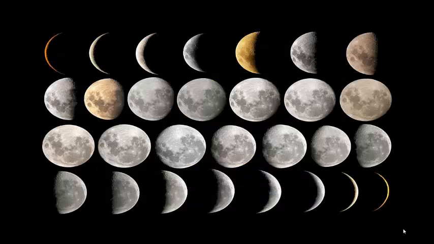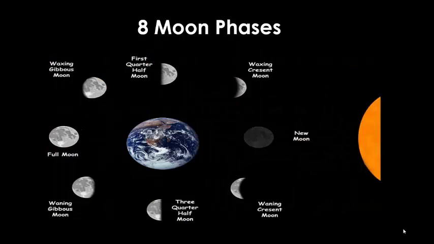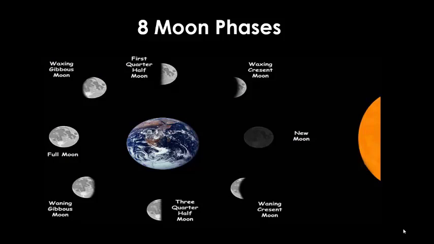Here are some examples of the many different shapes of the moon. We call these the moon's phases. There are 8 major phases of the moon. In this picture, the white part of the moon is the portion that is illuminated by the sun. This is what we see in the night sky. Now we will discuss each phase of the moon in a little more detail.